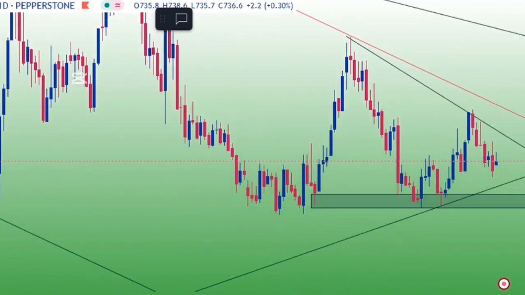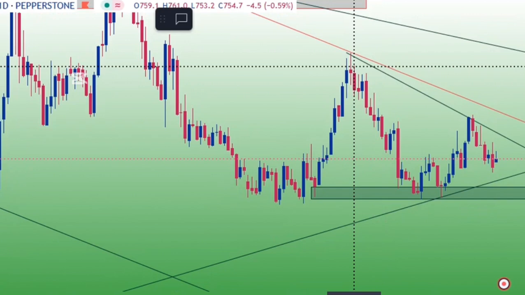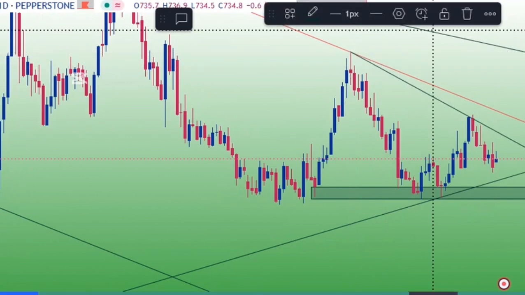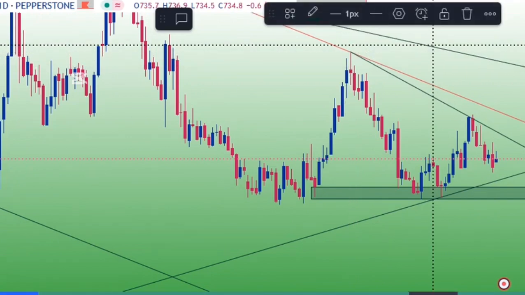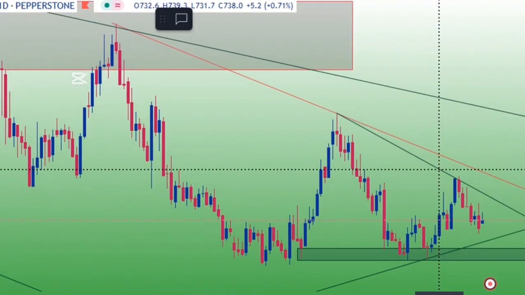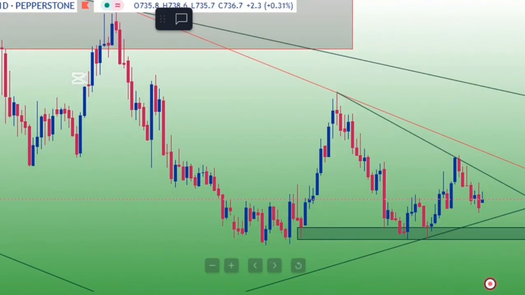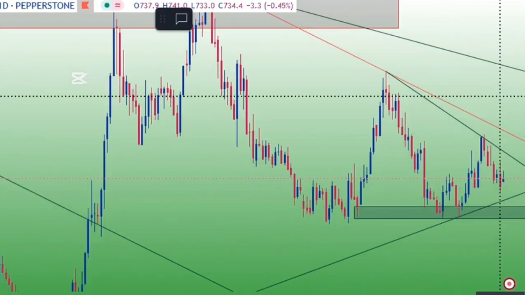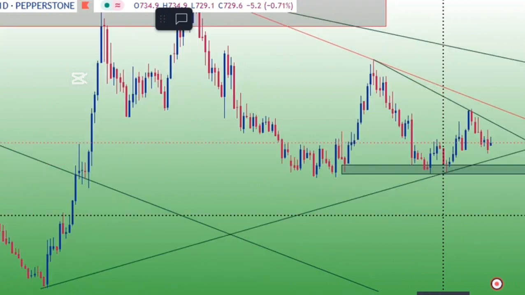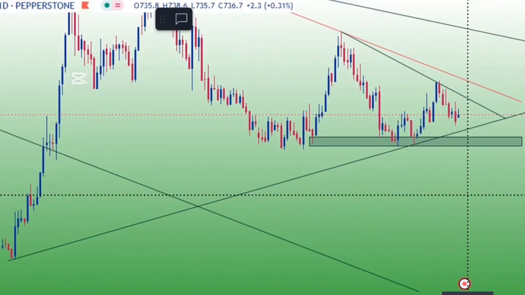So once this JPY currency index is bearish, all the currencies paired with it are going to be bullish. So we are on a buy on the GJ and other currencies which are paired with it.